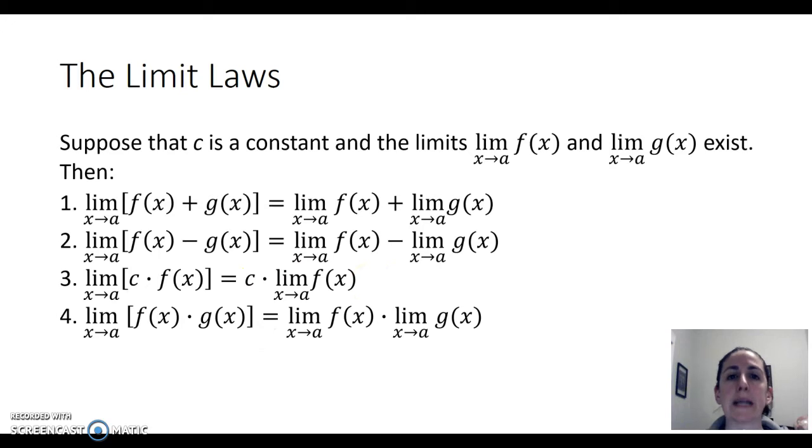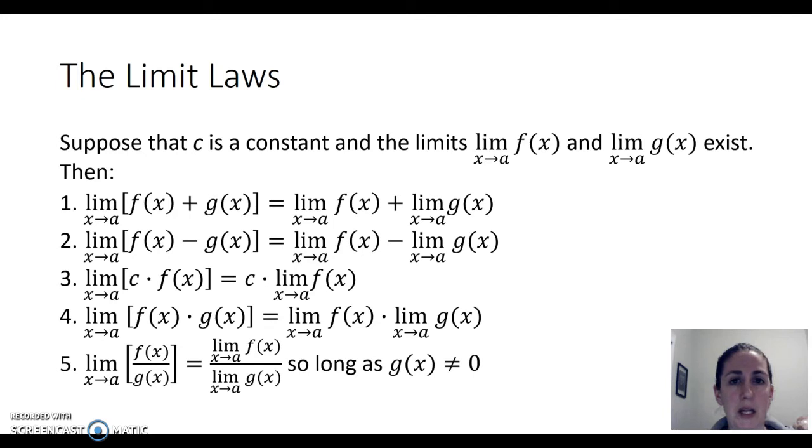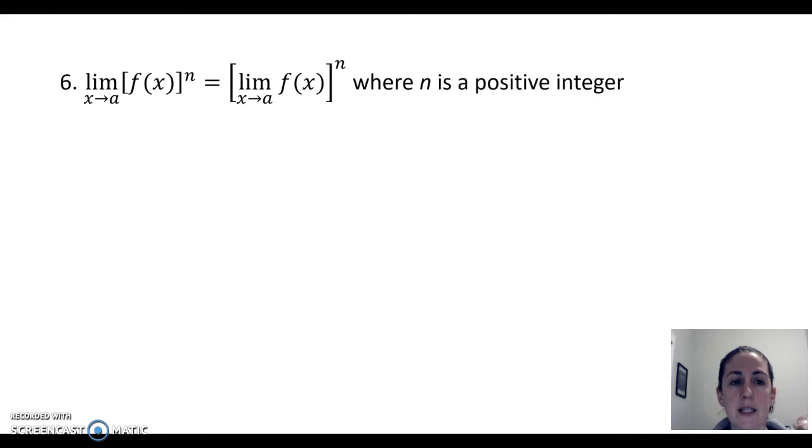The fourth one says if you're taking the limit of two functions being multiplied, you can actually just take the limit of the first times the limit of the second. If you're taking the limit of two functions being divided, you can take the limit of the numerator and divide it by the limit of the denominator, provided, of course, that the denominator is not equal to 0. The next one says if you're taking the limit of a function that's being raised to a power, you can actually just take the limit of that function and then raise it to that power, where n is a positive integer. The limit as x approaches a of any constant is just that constant.